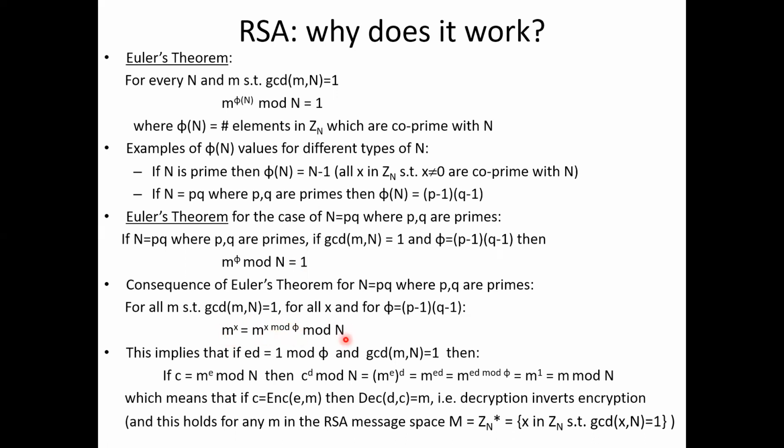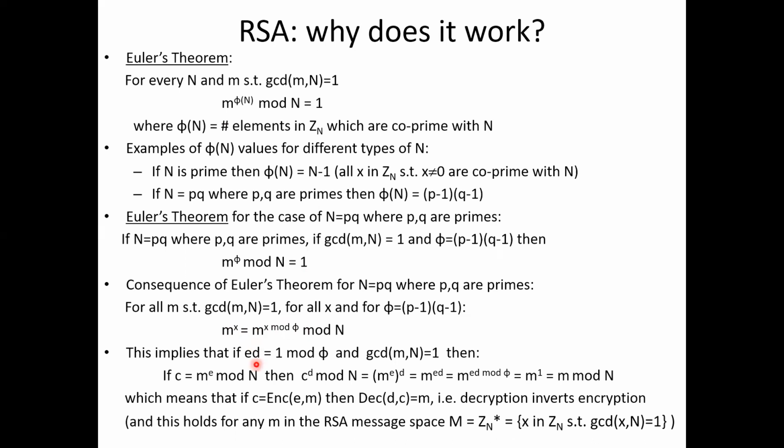This is true. Why is that? Because what's the relation between x and x mod phi? x is x mod phi plus some multiple of phi. So therefore, m to the x is m to the x mod phi plus some multiple of phi. But m to the multiple of phi is 1. So that part of the exponentiation cancels out, and you only get this. So that's why this is true.